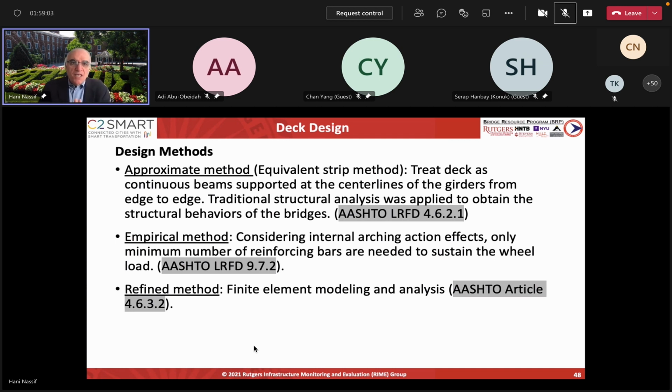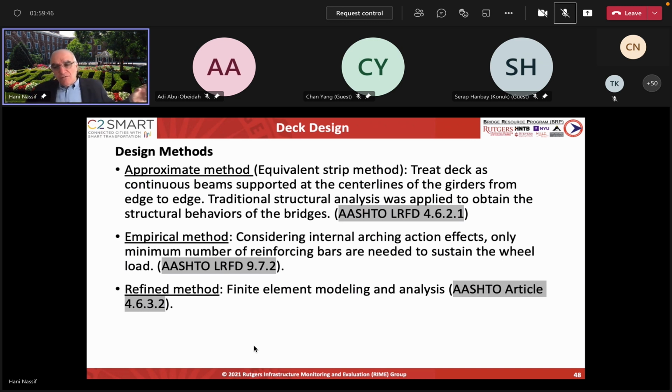That's the approximate method. And then the other one is the empirical method, which came about as a shortcut, at that time, to doing the approximate method. Because with the approximate method, you are dealing with a continuous beam, a beam on elastic foundation. I mean, it's a strip of slab sitting on the girders, and the girders are assumed to be rigid enough. Therefore, that strip is considered a beam sitting on supports, and the supports are represented by the girders. So that was the idealization of that concept.